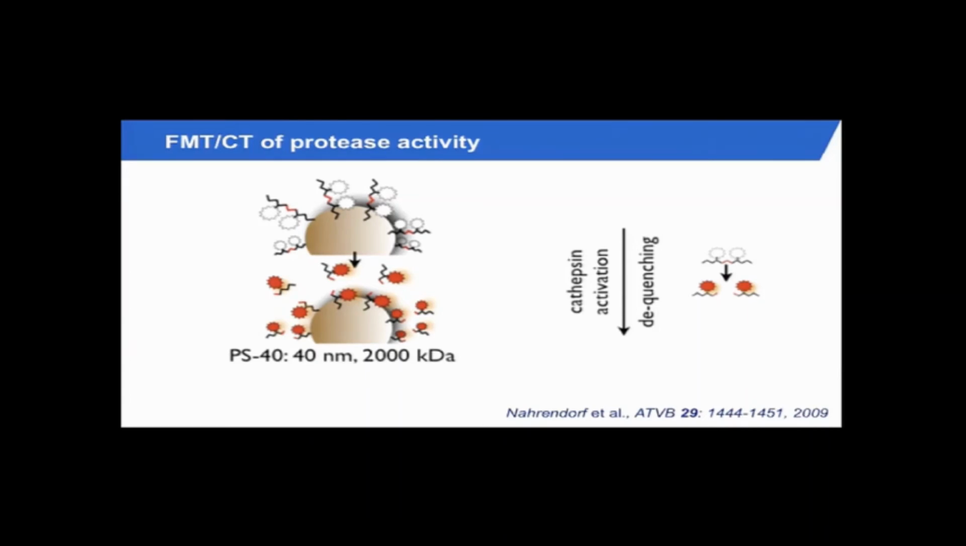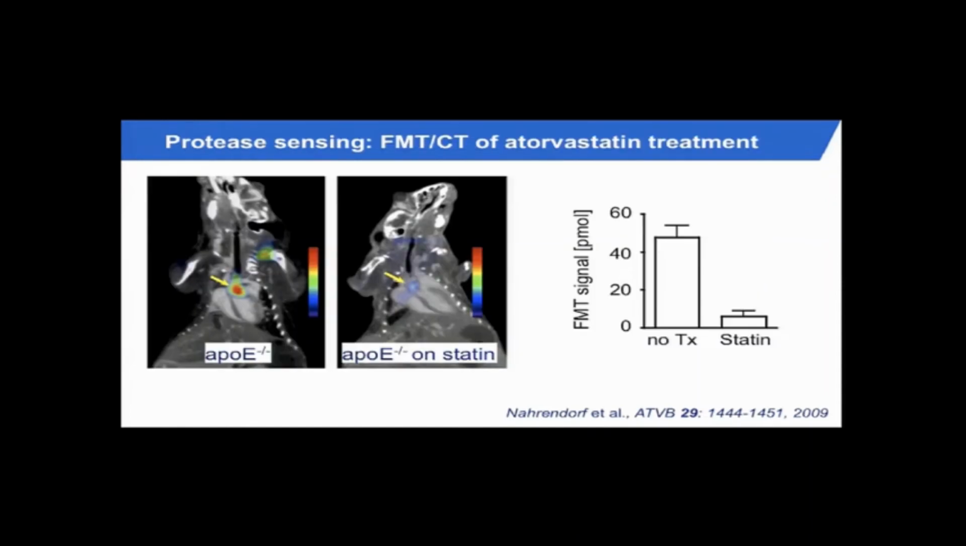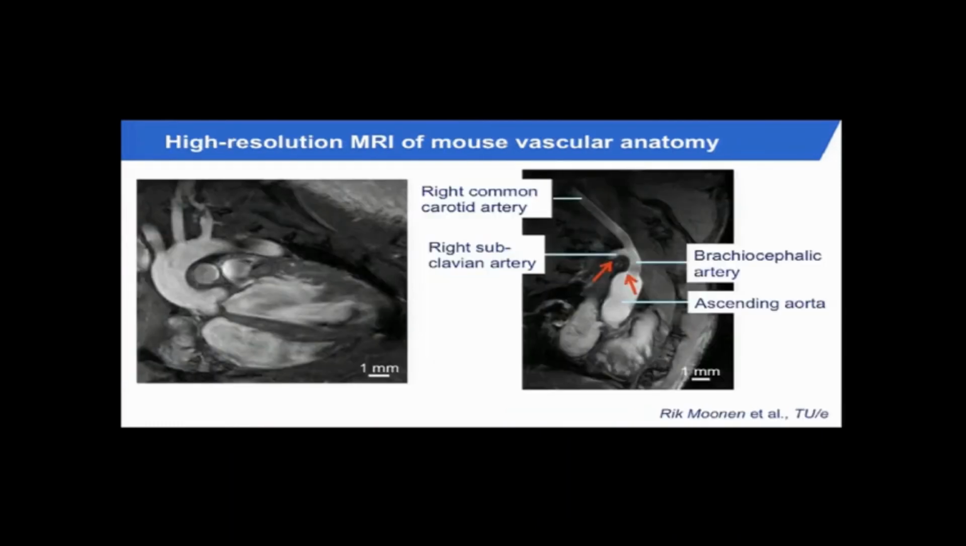And he has used this, for example, to probe statin activity, lowering the protease activity. Here a scan where a native animal is tested, and here an animal on aggressive statin therapy. You can see there's a tremendous reduction in the signal intensity. So that's protease activity.